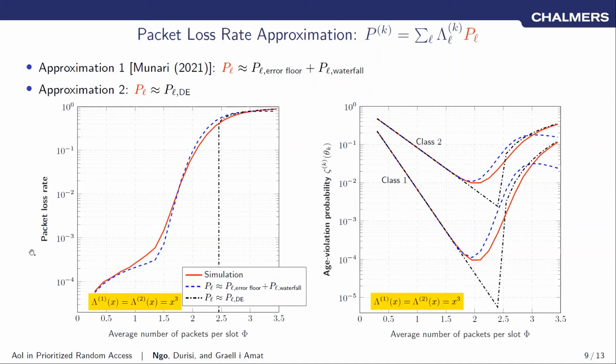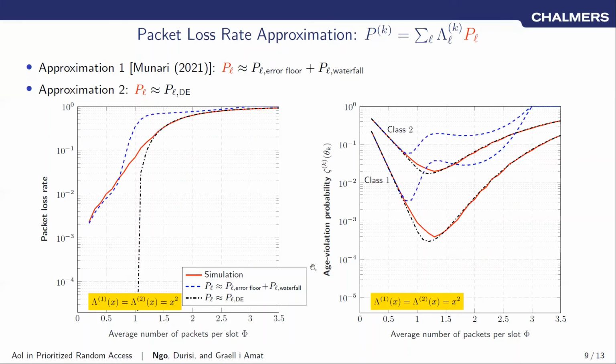Here we plot the bucket loss rate and the corresponding edge violation probability versus the number of buckets per slot for some distributions. First, for the distribution with only degree 3, the first approximation works very well. The second approximation is over-optimistic in terms of the edge violation probability when the number of buckets per slot is moderate. However, when we have only degree 2, then the first approximation is very loose in the waterfall region.